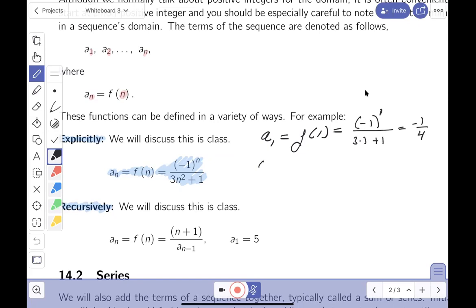I could write down A2, right? That's f of 2. What's that going to be? Minus 1 on top. Then it's going to be 3 times 2 squared, which is 3 times 4, in the bottom plus 1. What do you get over there? Let's see, 3 times 4 is 12. 12 plus 1 is 13. Well, that's not bad. I can write that down. What's A3? I think you get the idea. I don't want to do this forever, but you could.